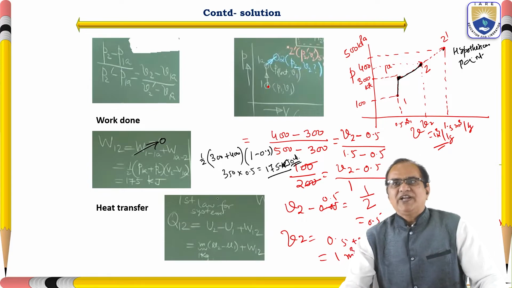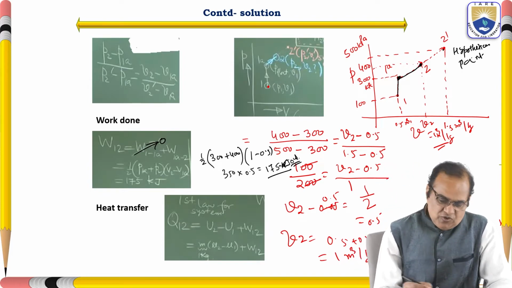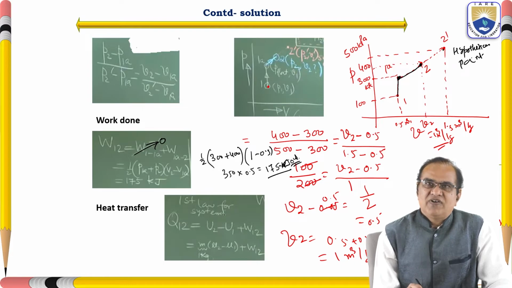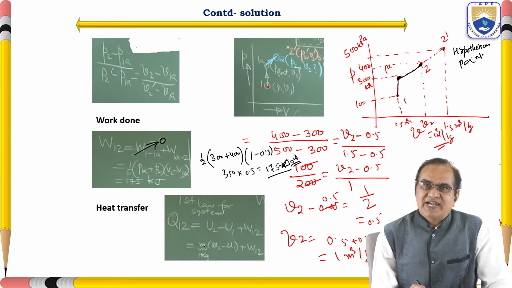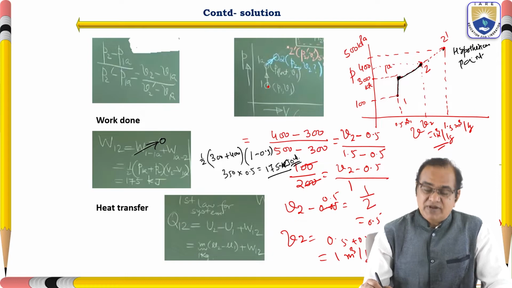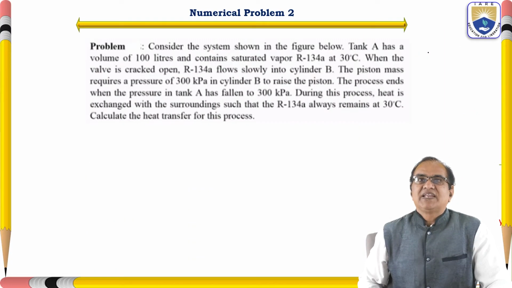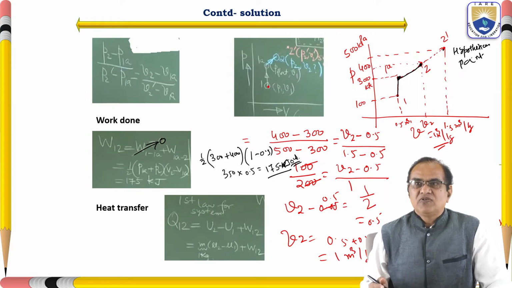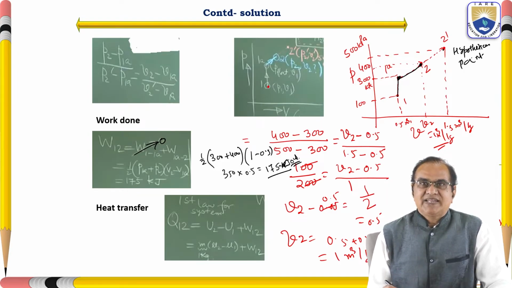Now we have to find out the heat transfer. We know the heat transfer by the first law of thermodynamics: Q12 is equal to U2 minus U1 plus work done. Here m is equal to 1, and small u2 and u1 we can find out from the steam table, and from there we can get this value and the answer.